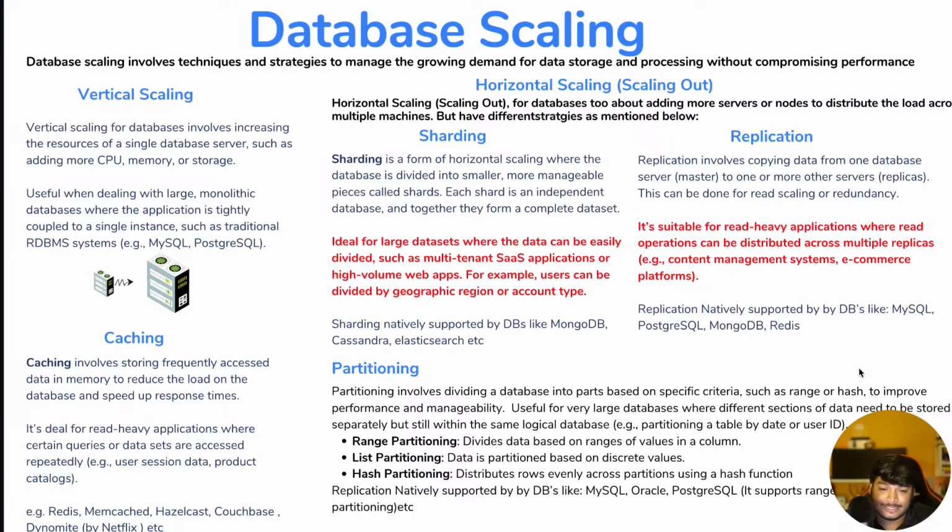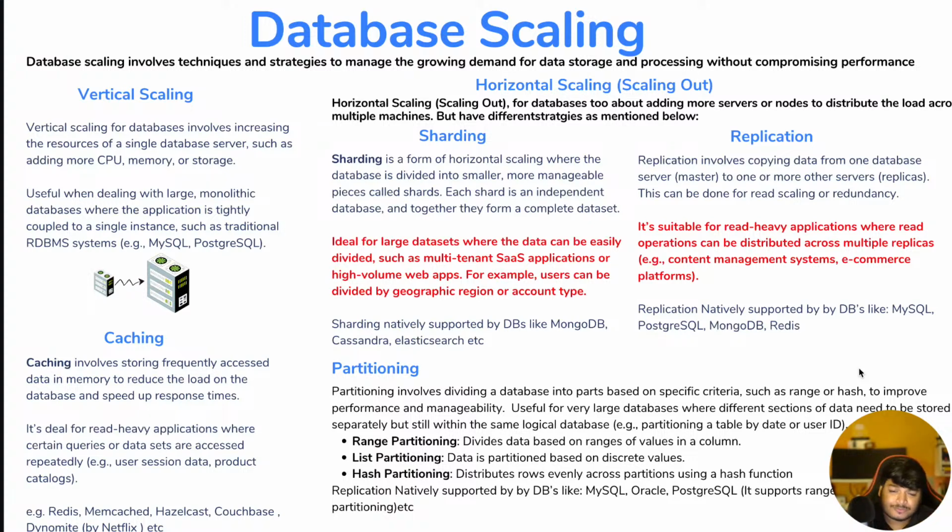These databases help you achieve better performance by sharding, and if your requirements grow, you can add more shards. It's ideal for large datasets where the data can be easily divided, such as multi-tenant applications or high-volume web apps. For example, users can be divided by geographic region or account type. You can think of it as a virtual divide of the data, stored somehow.